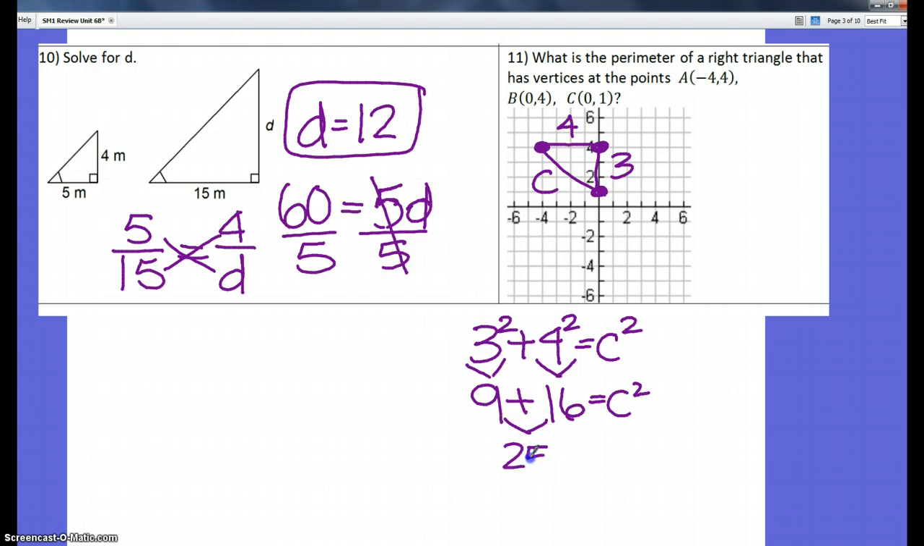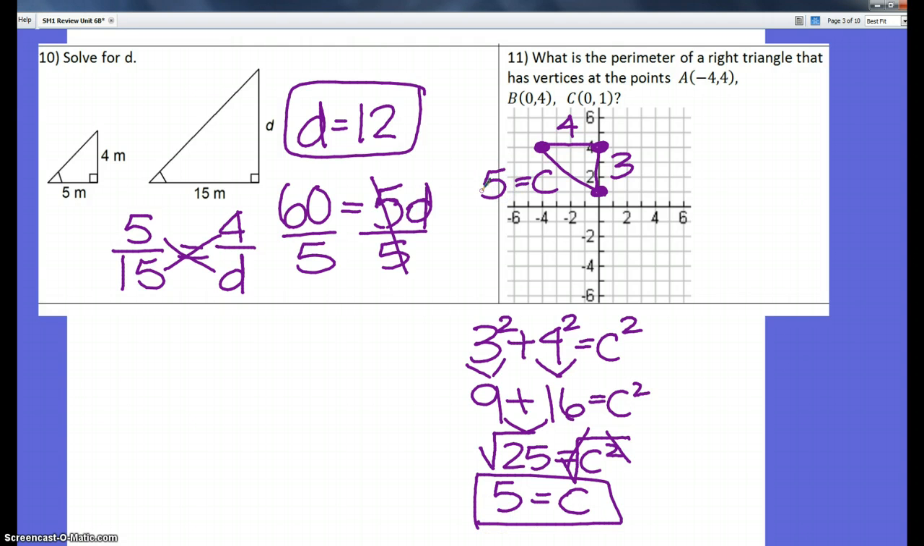Add, you get 25. And to get rid of the squaring, you have to square root. You square root both sides, so the c comes out. So c is equal to, what times itself is 25? 5. 5 times 5 is 25. That is not what we were asked, but we do need that to get the perimeter.